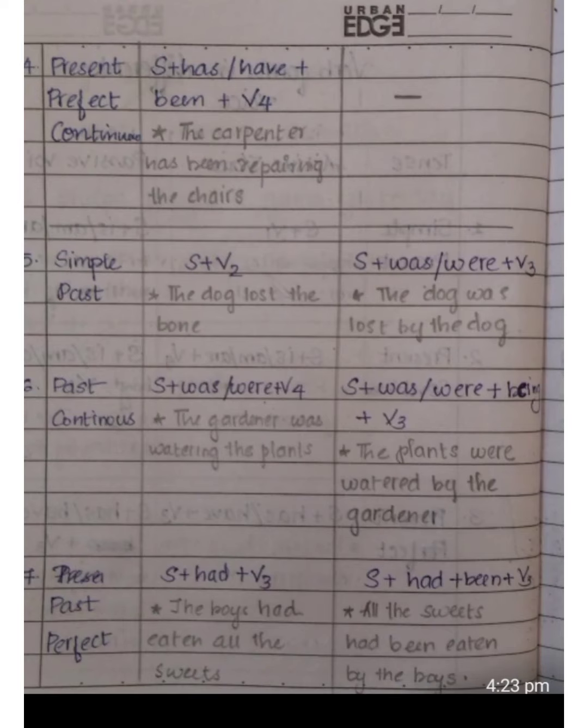Now if the sentence is in present perfect continuous, that means the active voice is in present perfect continuous, like subject plus has or have plus been plus ing form of the verb, there will be no change in the passive voice. Okay.